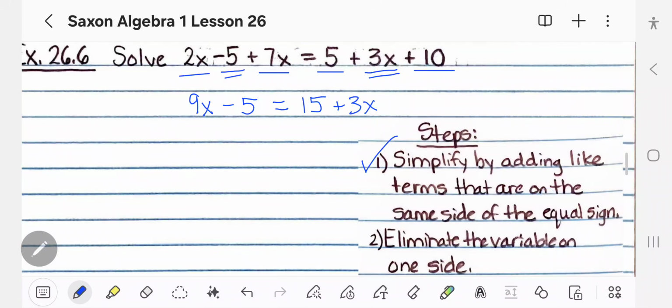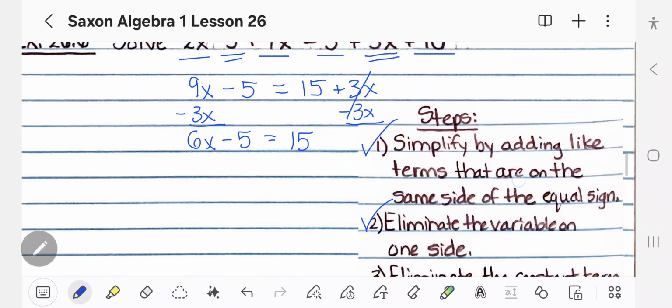All right, let's see, step 2, eliminate the variable on one side. What are our options? We could subtract 9x from both sides or subtract 3x from both sides. Well, we've got to subtract, okay? No other option. But I would rather subtract a smaller number, so let's subtract 3x from both sides. Now let me look at your book. Is that what they did? They did. They subtracted 3x from both sides. We get 6x minus 5 equals 15. We just accomplished step 2.